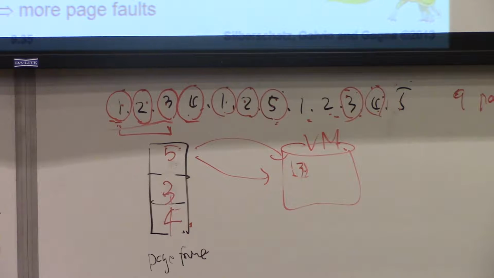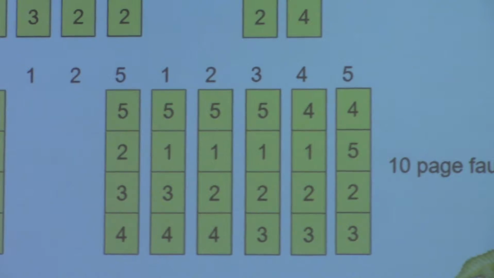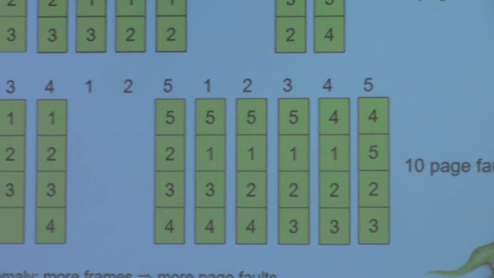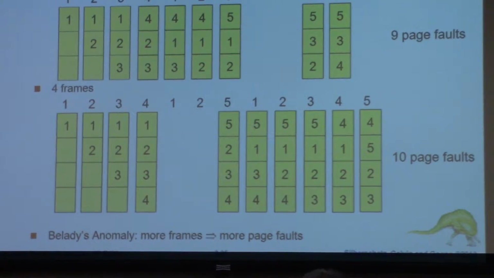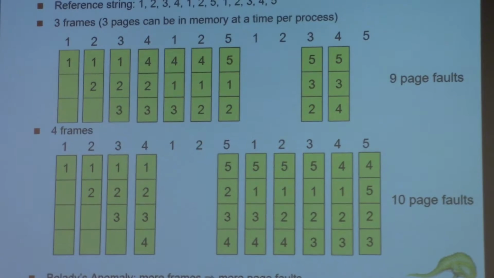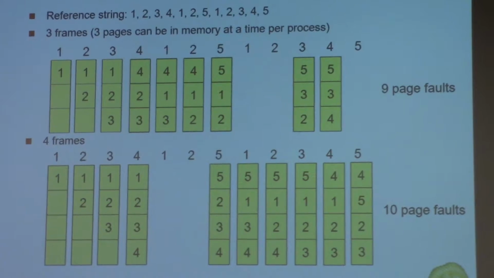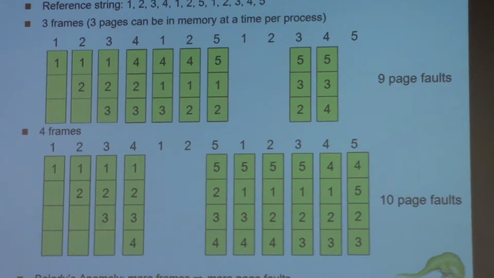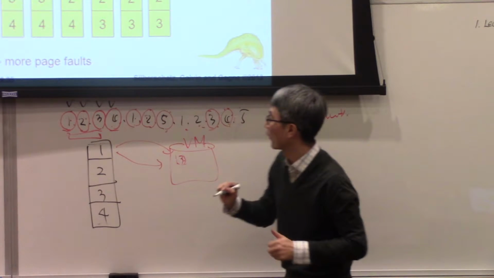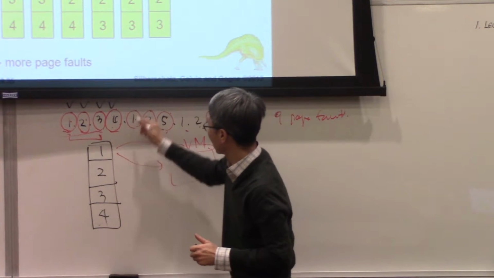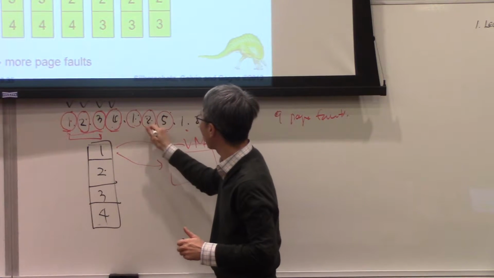Okay, then we can do the same thing for the bigger size of the page frame. I'm not going to make a mistake this time. Okay, so first 1, 2, 3, 4. So it's 1, 2, 3, 4 page faults. Okay, then this time 1 is here, so no page fault. 2 is here, no page fault.